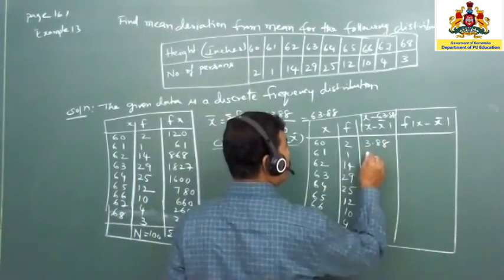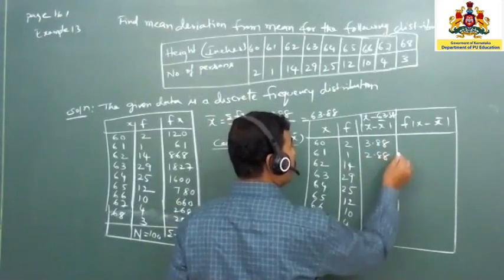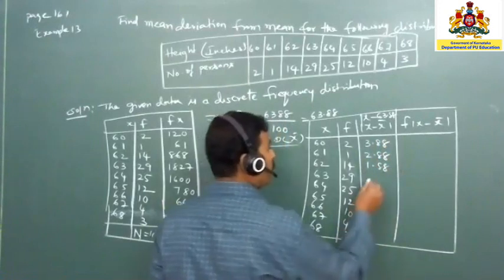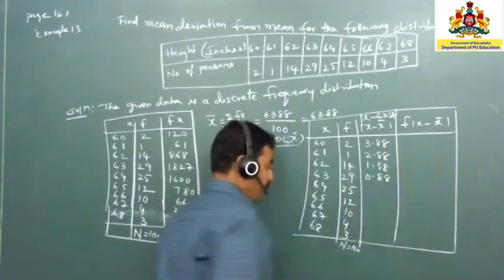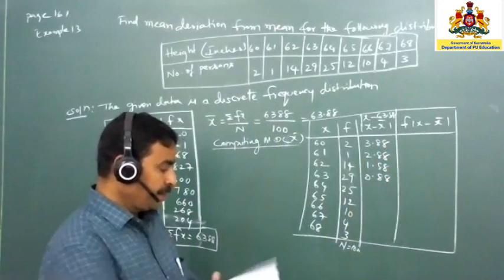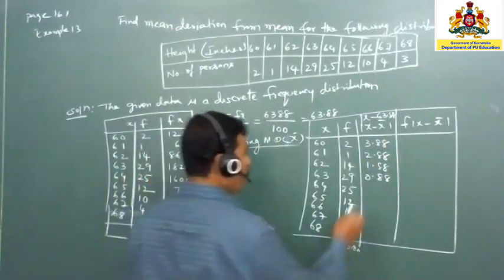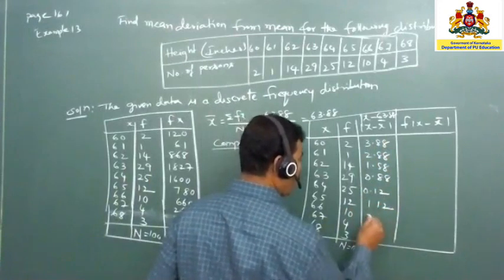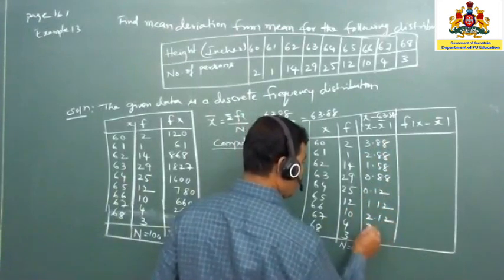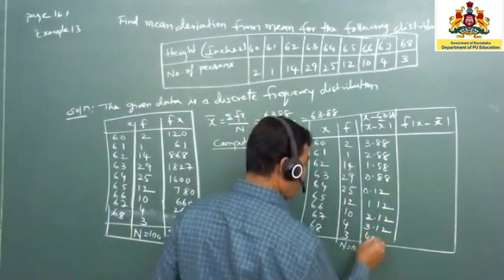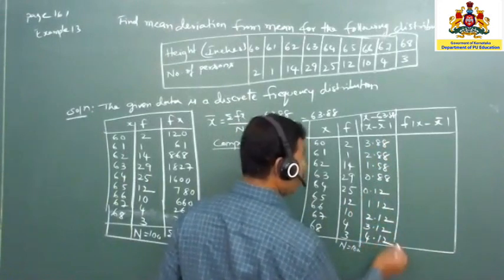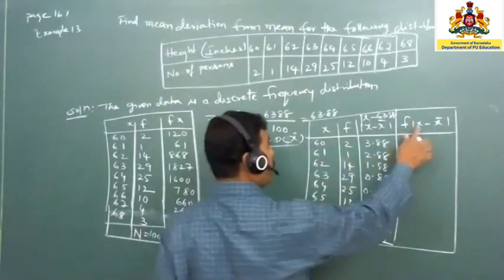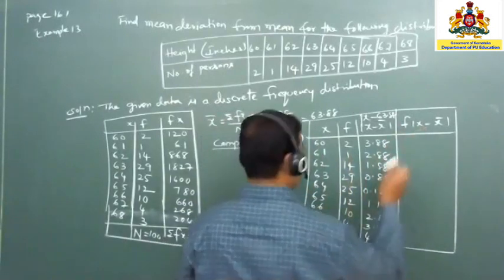Then the values are 2.88, 1.88, 0.88, 0.88, 0.12, 1.12, 2.12, 3.12, 4.12.